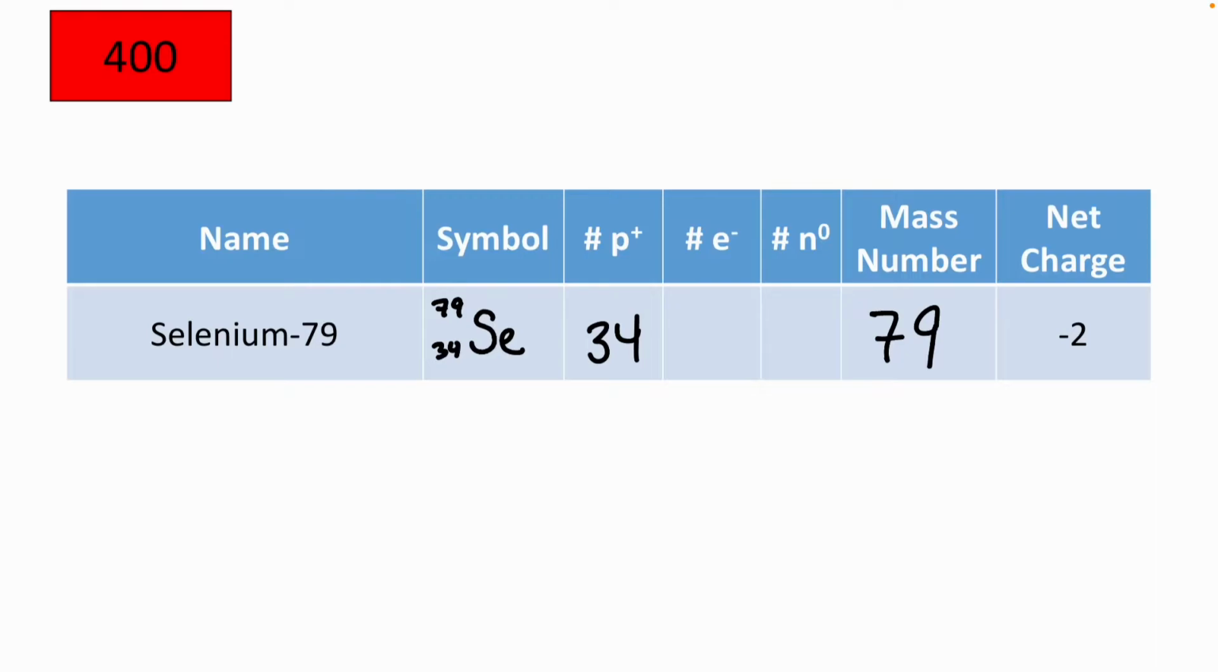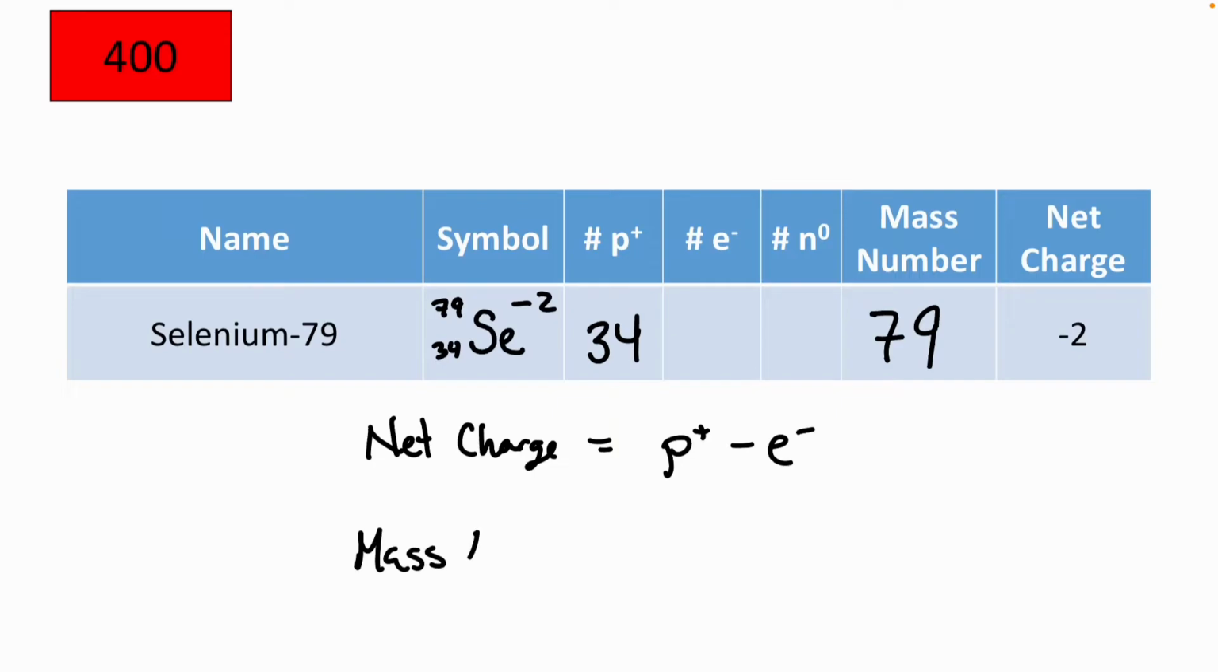And what else am I going to remember to include in my symbol? The charge of -2 up there. The number of electrons, I'm going to have to use the facts. So these are these two formulas. Net charge equals protons minus electrons, and then mass number equals protons plus neutrons. So I'm going to have to use both of these to work backwards and figure out how many electrons I have. In this case, I'm going to need 36 electrons.